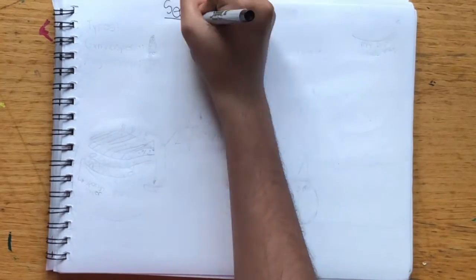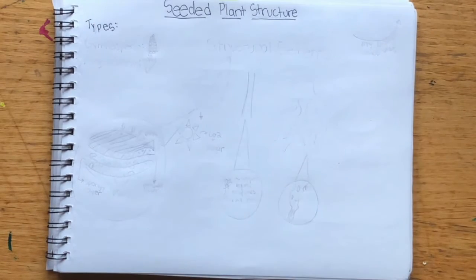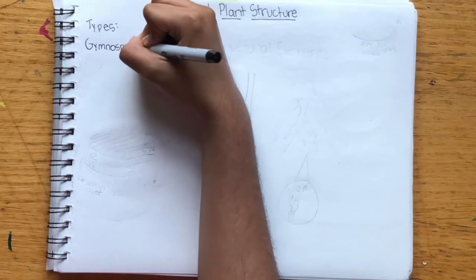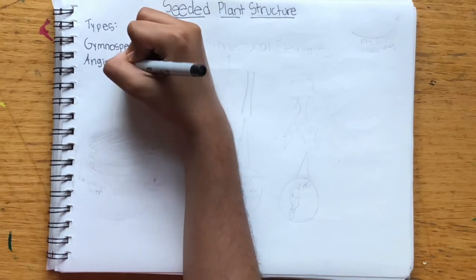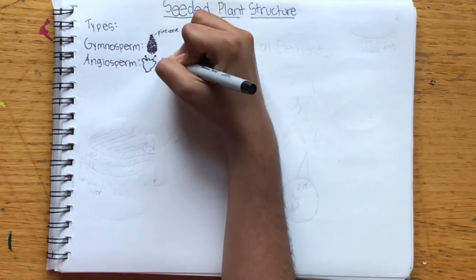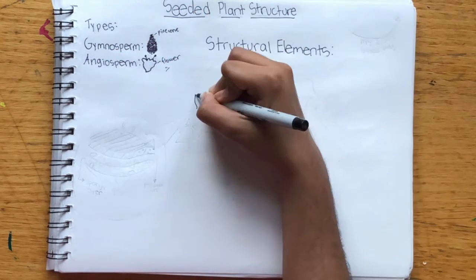All seeded plants are vascular. There are two types of seeded plants, gymnosperms and angiosperms. Gymnosperms are seeded plants that don't flower, like pine trees. Angiosperms are plants that flower, such as apple trees. Seeded plants have slightly different structures than vascular seedless plants. They include leaves, stems, and roots.